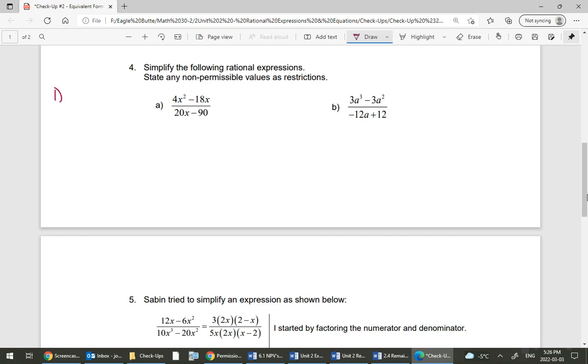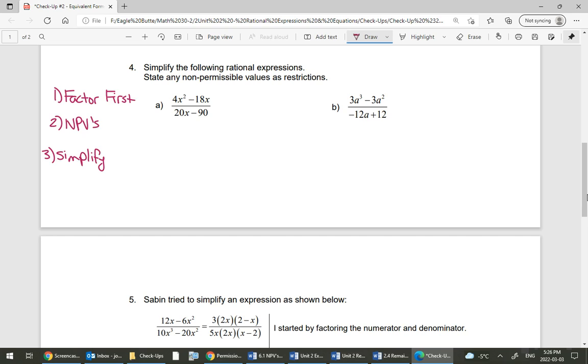Remember that we're going to factor first. Always remember the F word, not that F word. Okay, factor first, then we do our NPVs, and then we hack and slash, or we simplify. Okay, get out your lightsabers.